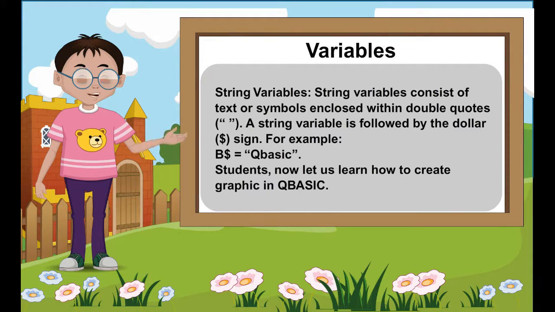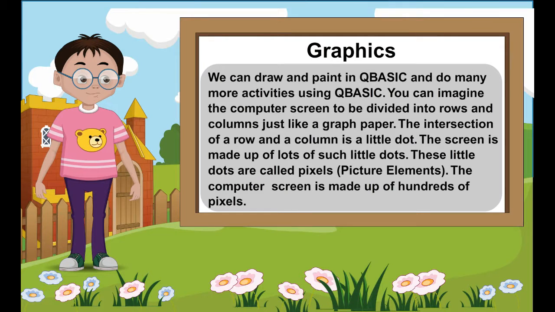Students, now let us learn how to create graphics in QBasic. Graphics. We can draw and paint in QBasic and do many more activities using QBasic. You can imagine the computer screen to be divided into rows and columns, just like a graph paper. The intersection of a row and a column is a little dot. The screen is made up of lots of such little dots. These little dots are called pixels or picture elements. The computer screen is made up of hundreds of pixels.